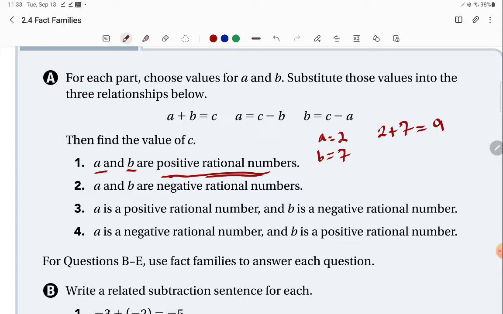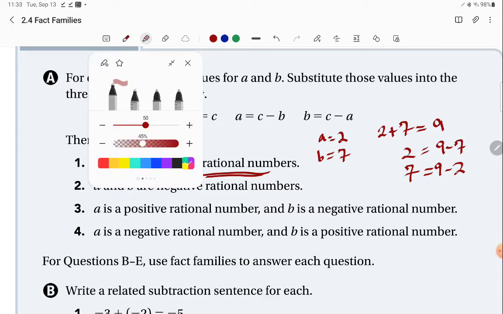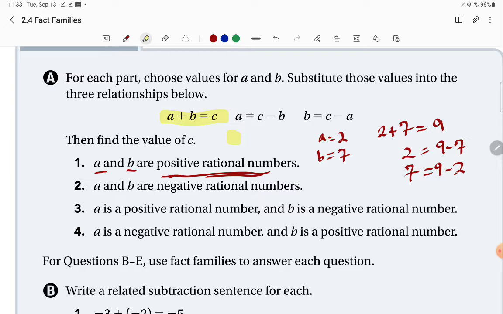Right? Or you can rewrite that as 9 - 7 = 2. 9 - 2 = 7. So when it's saying write them in different ways, that's what it's looking for. So we're writing them in different ways using the fact families above right here. So we get that one once we choose the A and B, and then we rewrite them those two ways.